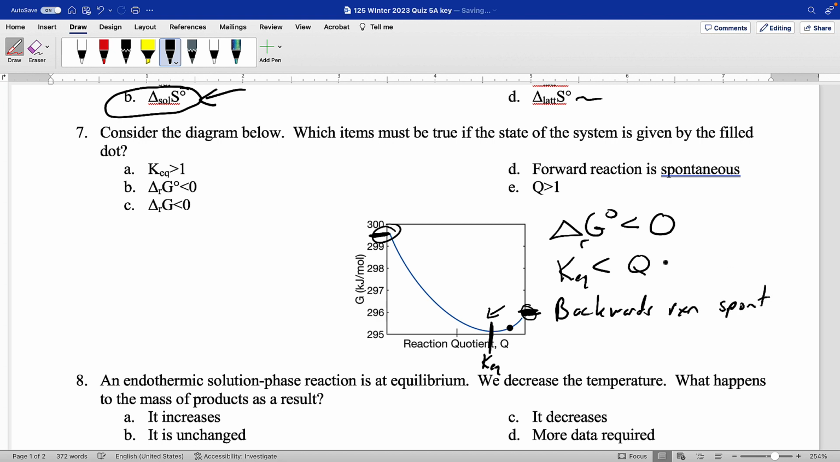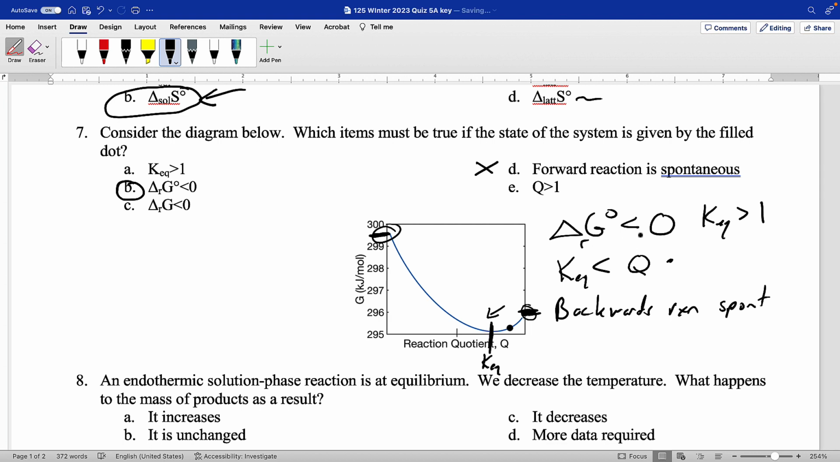Okay, so either looking at this statement here or looking at the graph, we can see we're going to go backwards. So let's see if there's any statements that match that. Indeed, delta G standard is a negative number. The forward reaction is certainly not spontaneous, actually the backward one is. What about these other ones? Well, if we look at this, we said delta G standard is negative.